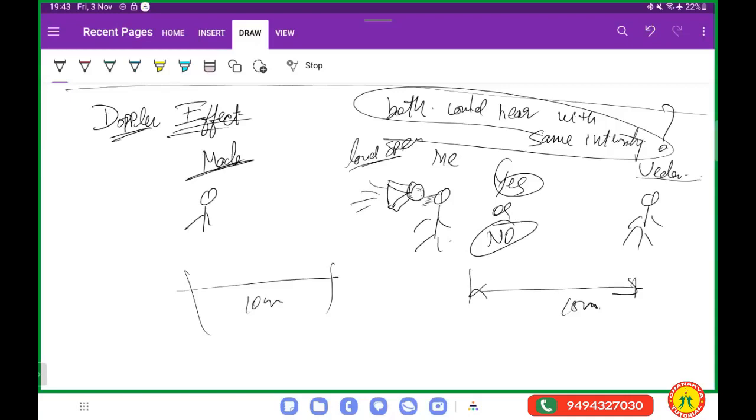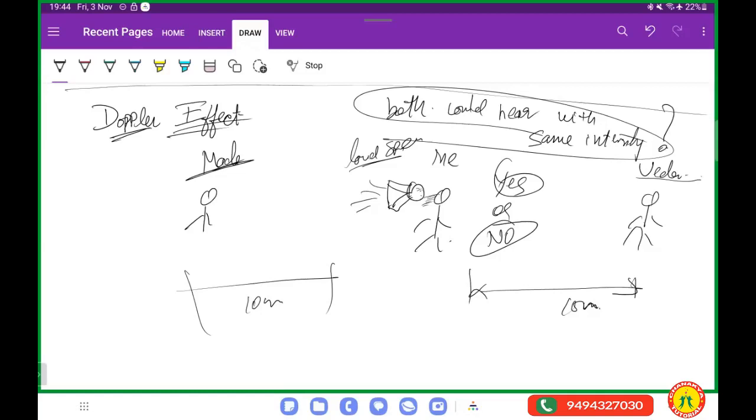I changed my answer. Okay, why do you think so? Because it's a loudspeaker, right? When we hear loudspeakers, if it's in the center and two people are on either side at the same distance, they will hear it with the same intensity. Like in the ambulance siren, whether the person is in front or back, they hear it with the same intensity.